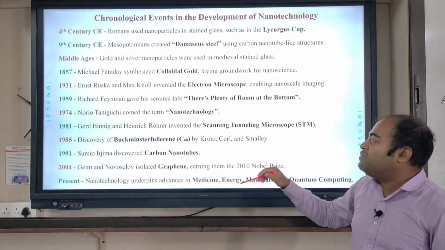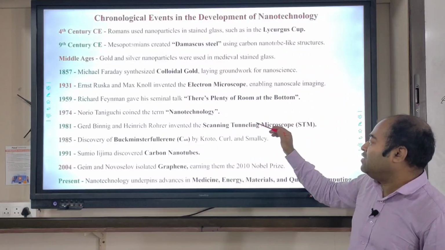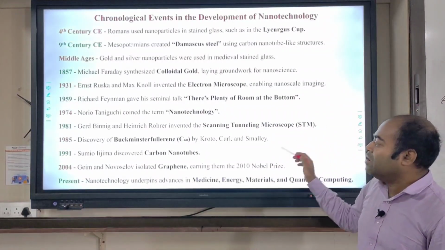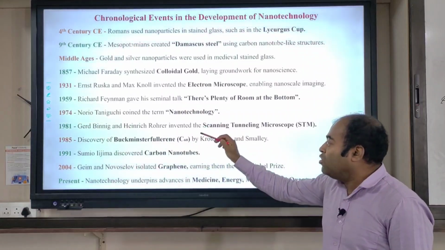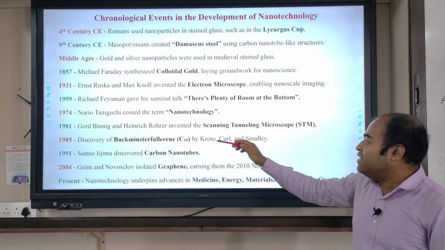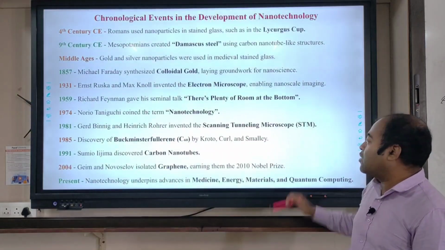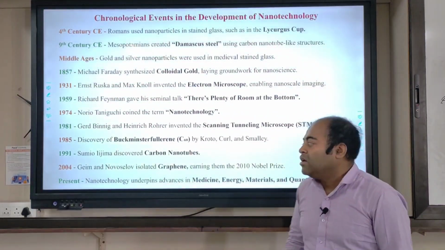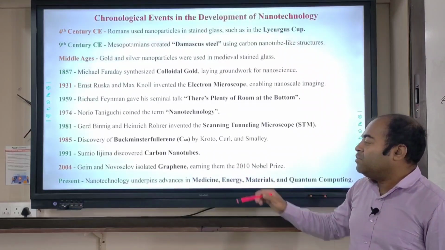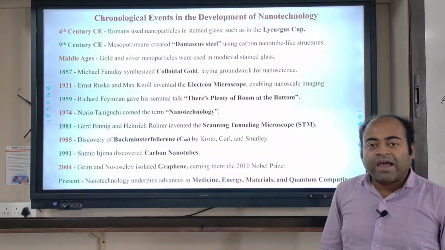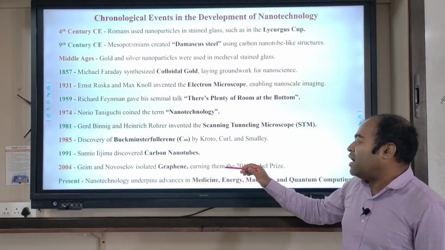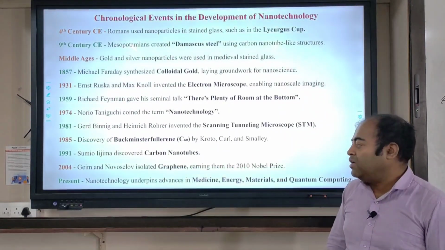For example, in 1959, Richard Feynman gave his seminal talk that there is plenty of room at the bottom. In 1974, Norio Taniguchi first coined the term nanotechnology. Then in 1981, the scanning tunneling microscope was invented by Rohrer and Binnig. In 1985, the C60 football-like Buckminsterfullerene was discovered. In 1991, carbon nanotubes were discovered.